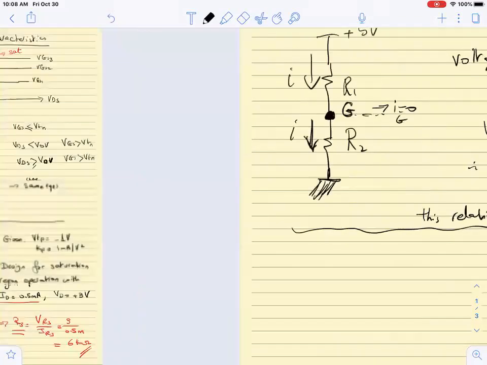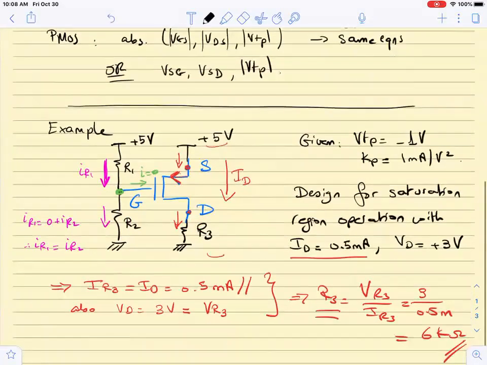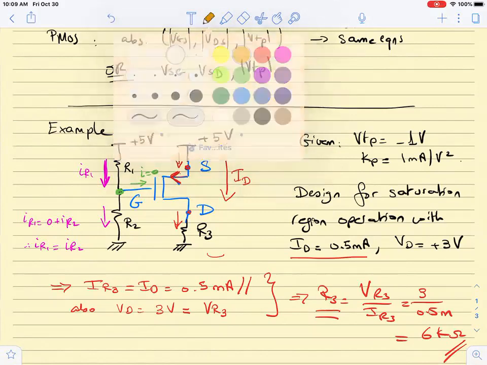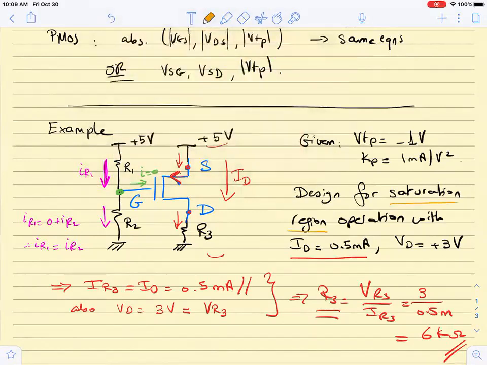Great. So now if I go to this picture, if I want to find R1 and R2, or at least the ratio between them, the first thing I need to think about is what's the value of VG. Now I know that the transistor is in the saturation region. I have ID, I have VTP, I have K. I can solve for VOV and I can solve for VSG.